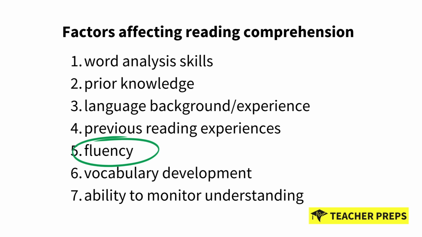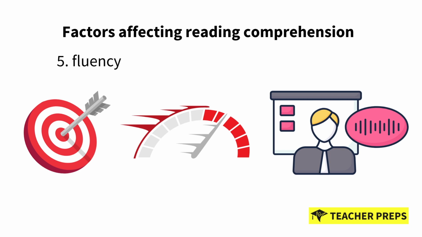All right, next up, number 5 on the list is fluency, which we will be discussing next, and this will definitely affect a student's reading comprehension. All right, let's recall that fluency encompasses these 3 components. Do you remember them? Accuracy, rate, and prosody, otherwise known as expression.